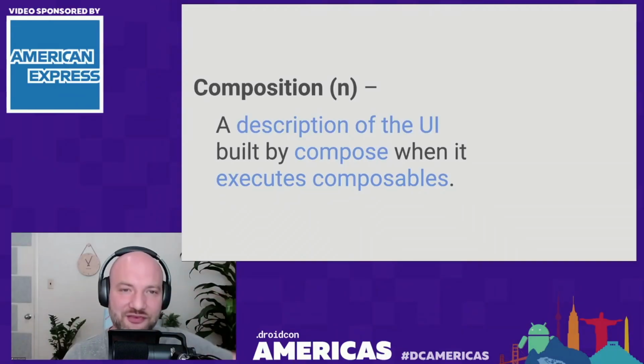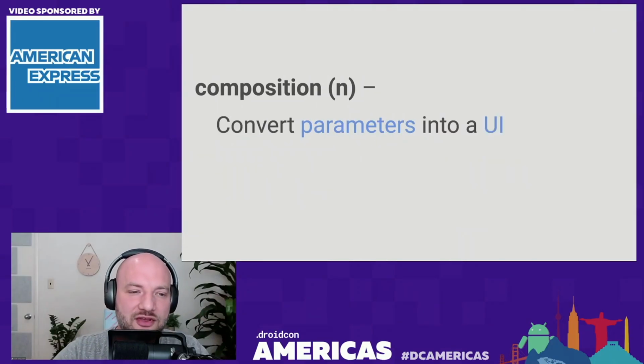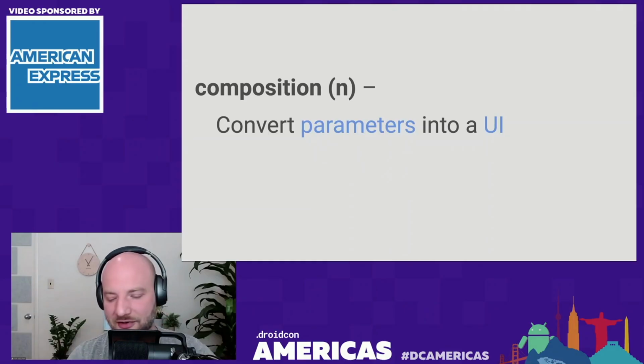This is a really useful definition. It was very, very thoroughly reviewed, and it is very accurate. But the way I really think about composition is converting parameters into UI. So what I really want to do in the composition phase, as I'm writing, is take these parameters that come in and ask, what's the UI for these parameters?